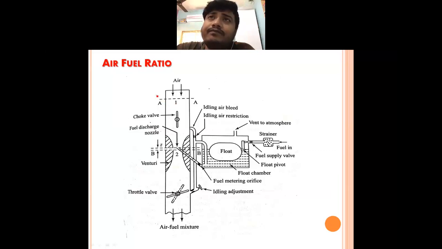So here we have taken two sections: section 1 and another section 2. Section 2 is at the throat of the venturi. And the nozzle is at a little greater height than the fuel level in the float chamber, and that height is given by Z. So we will see the calculation of air fuel ratio for different conditions.